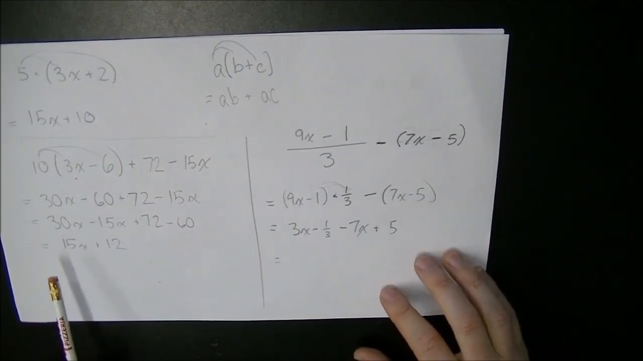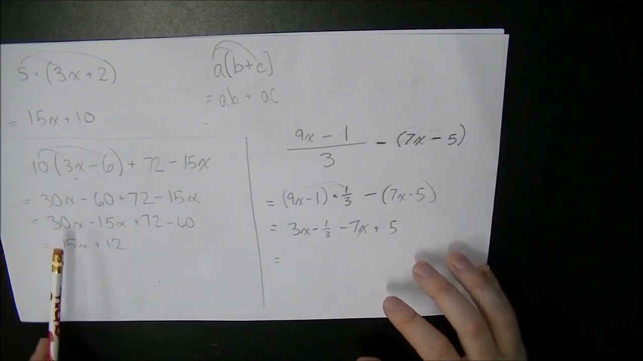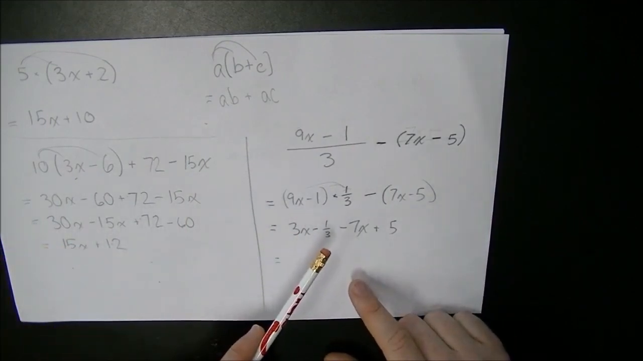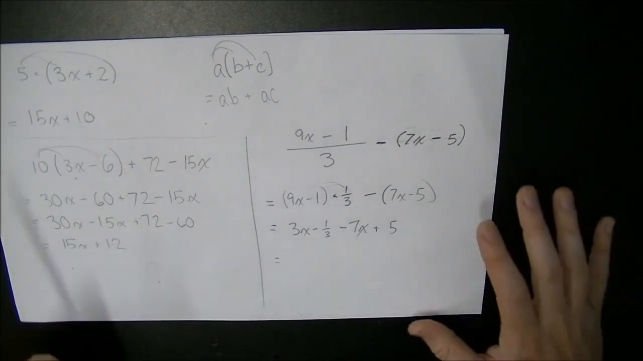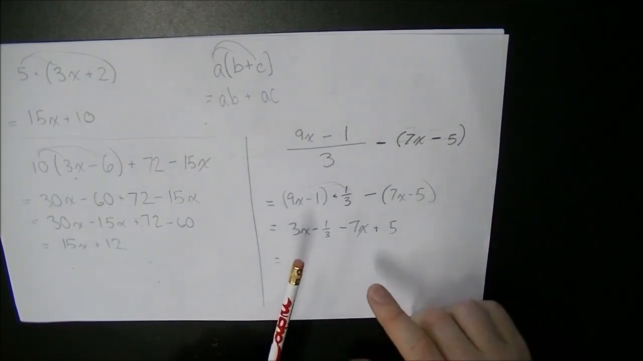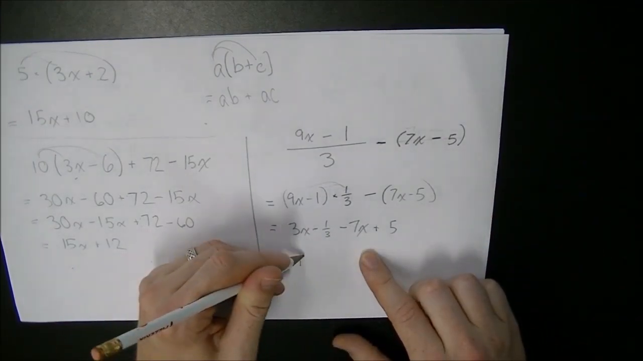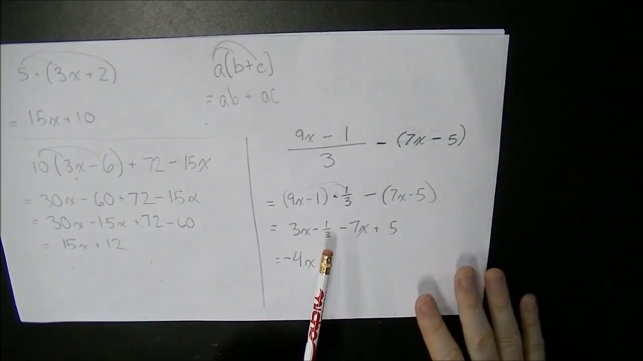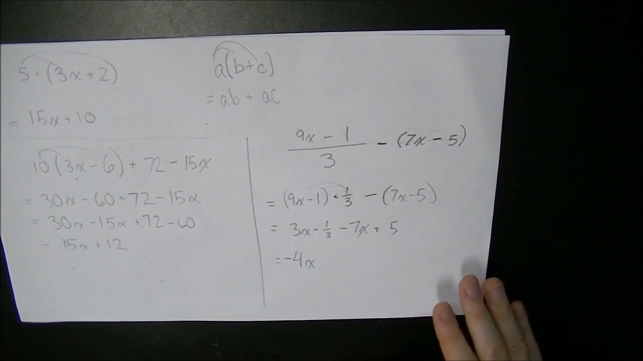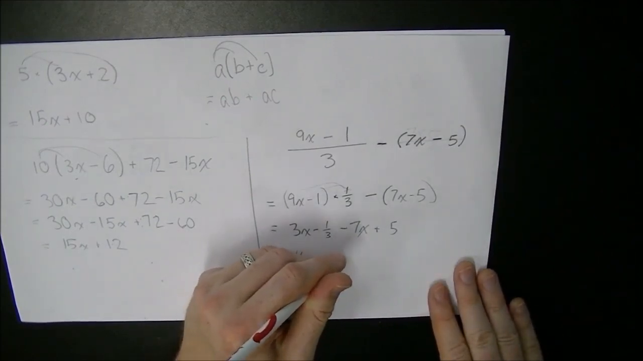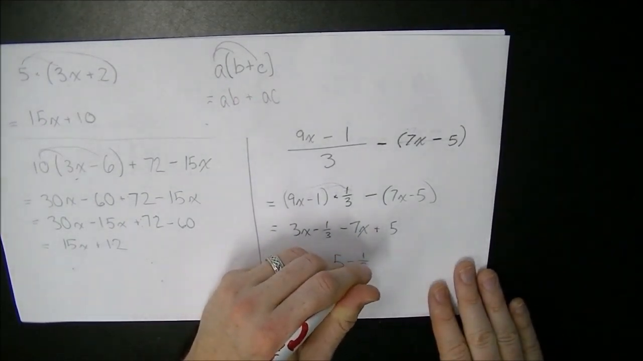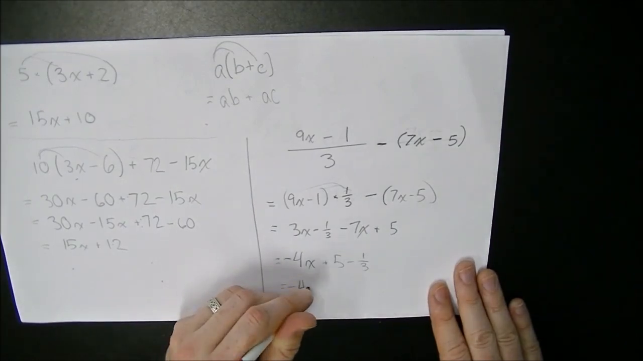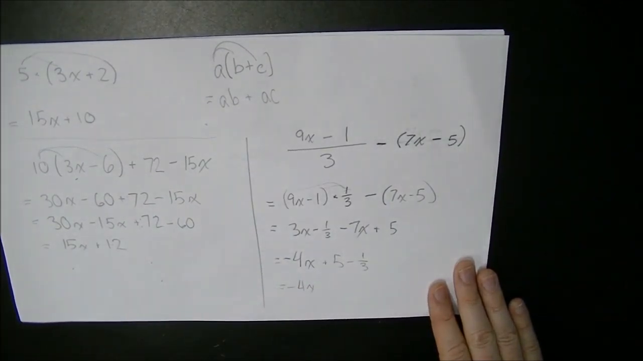If I did this the same way I did back here, I could rearrange them, but hopefully you understand that now, so we can do this in our head. 3x minus 7x is negative 4x. And we have 5 minus 1/3. So let's just write that down once to think about it. We have negative 4x, and 5 minus 1/3.